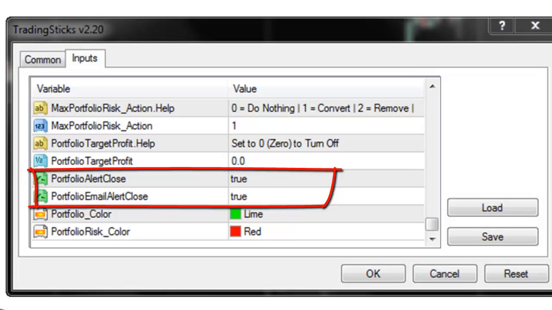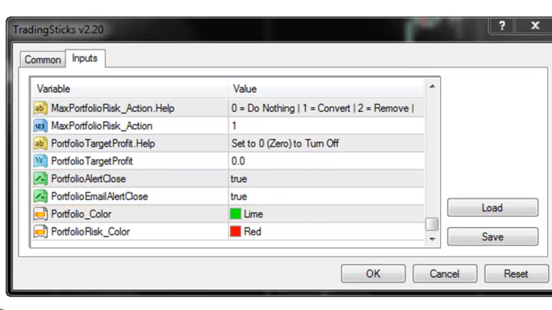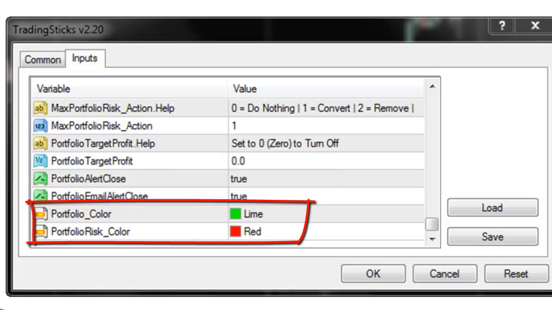If you hit your target profit, you can set it up to alert you to the screen or alert you to an email, which again could go to anywhere, mobile phone or PC. The last two options are the portfolio color and the portfolio risk color. If the trades are in profit or the maximum risk has not yet been achieved, then all the text lines will be in green, well, at least they will be as a default a lime green.